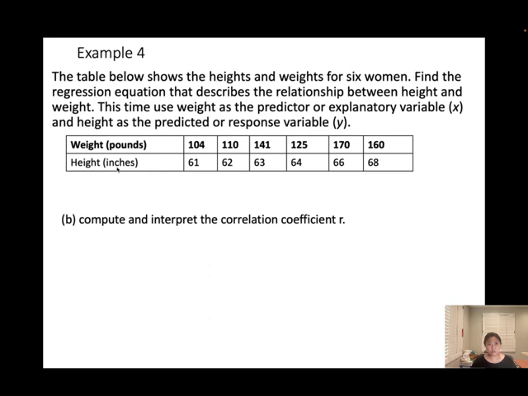Okay, example 4. I want you guys to try to do it by yourself. Find the regression equation, and compute and interpret the coefficient R.